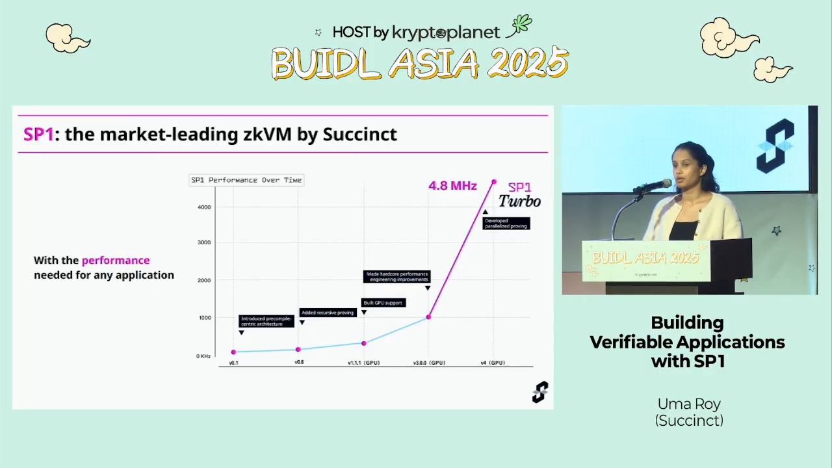Performance is super important because if we're trying to scale blockchains, we need to be able to generate ZK proofs for cheap so that user transactions can actually also be cheap even when they're using ZK.